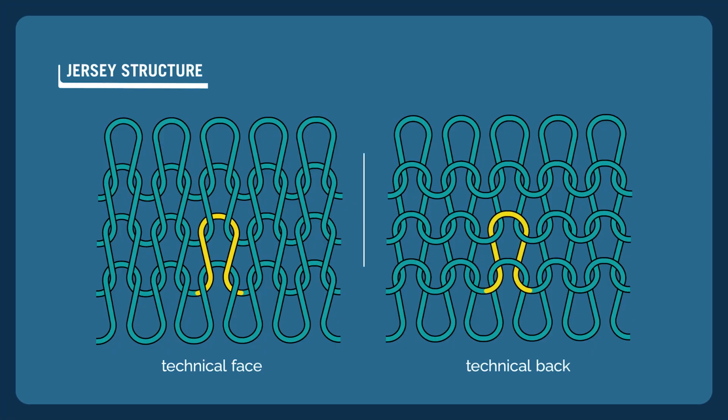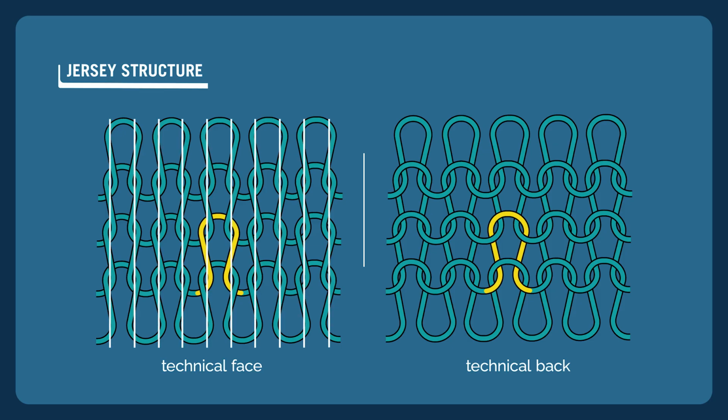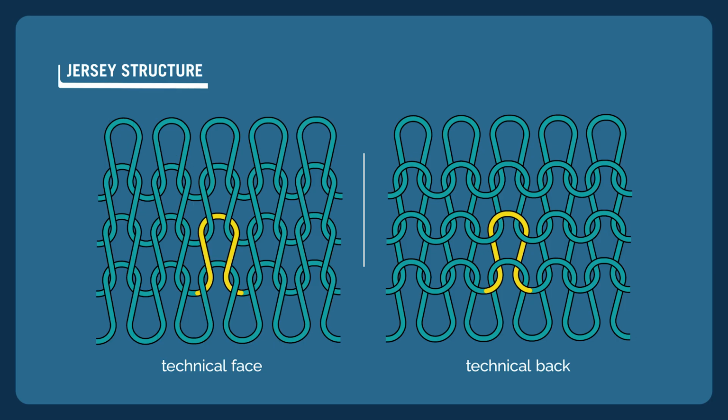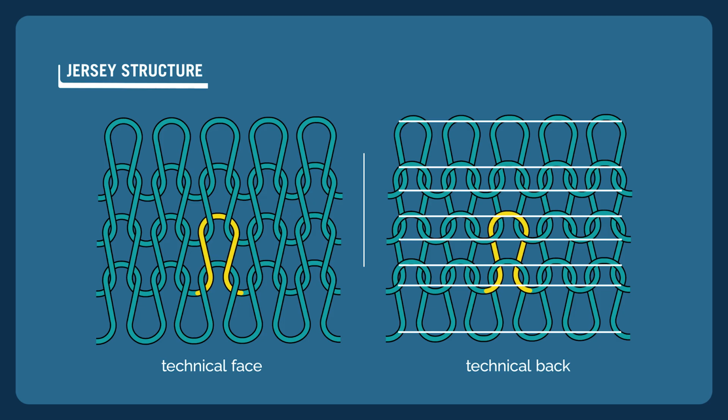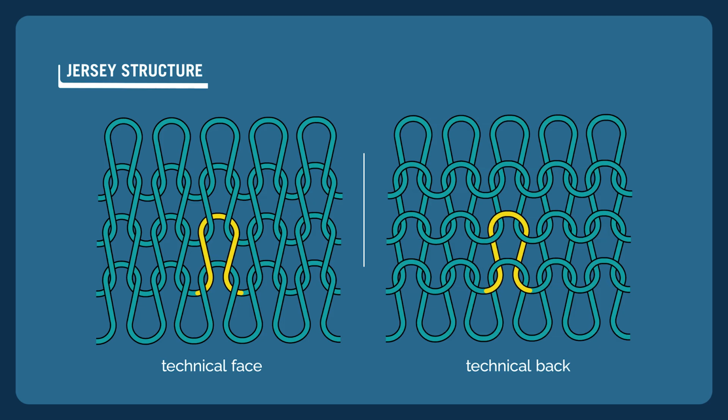Each loop has two legs shaped like a V and a crown shaped like an upside-down U. The illustration on the left represents the technical face of single jersey, where the stitches have an overall vertical appearance. On this side, primarily the legs of the stitch are visible rather than the crowns. On the technical back, the crowns are more prominent, giving it a slightly horizontal appearance. Because of this, single jersey is unbalanced, with the fabric curling towards the technical face along the top and bottom of a cut and towards the technical back on the sides.